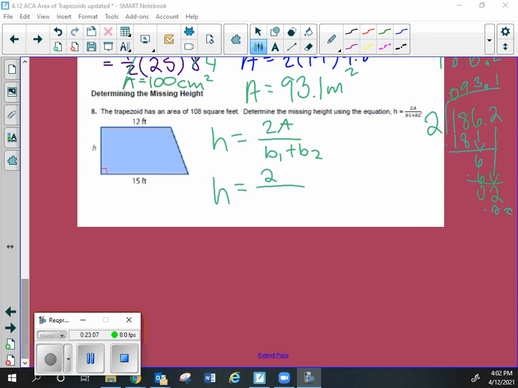What is the area in this problem? 108. Over the bases, which are 12 and 15. To solve this, I need to do all this math before I divide with this fraction bar. I'm going to solve the top and I'm going to solve the bottom. Go ahead, take a few seconds, figure out what two times 108 is, and then 12 plus 15.